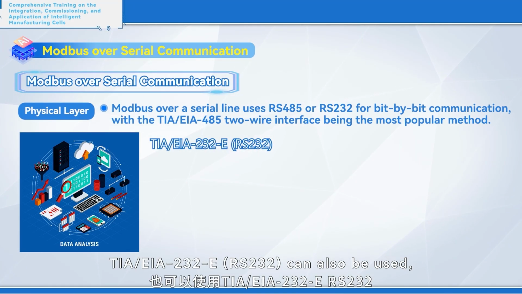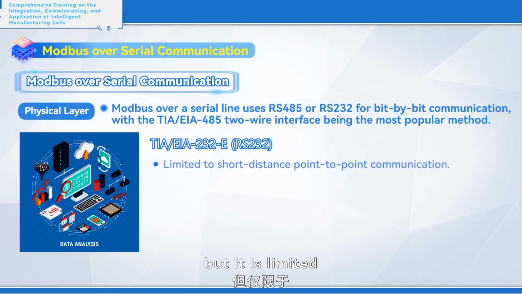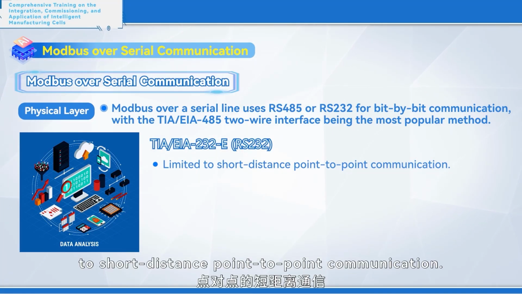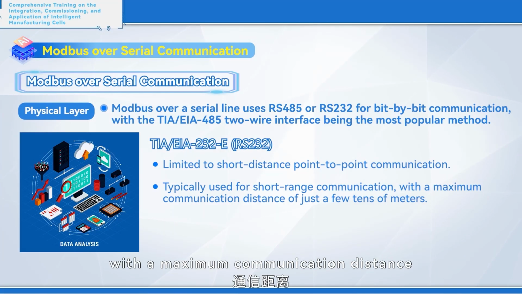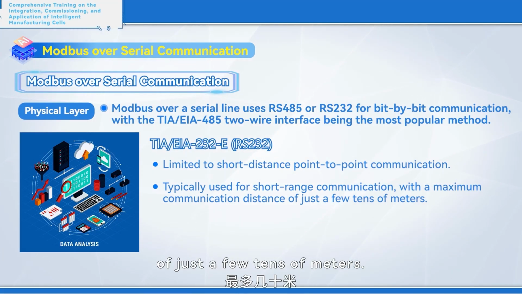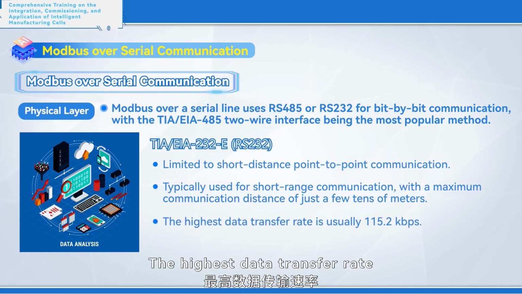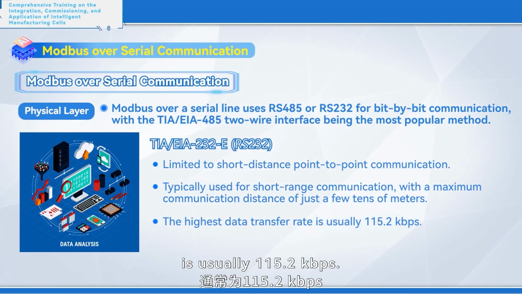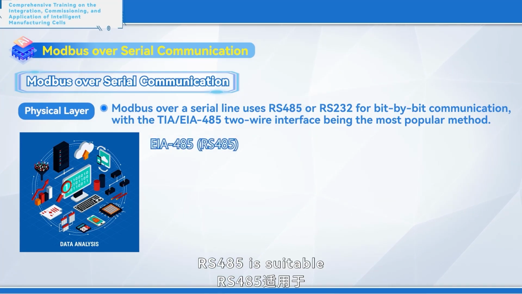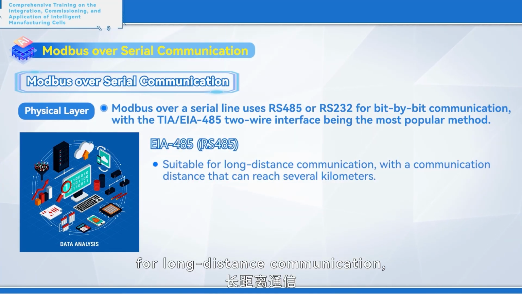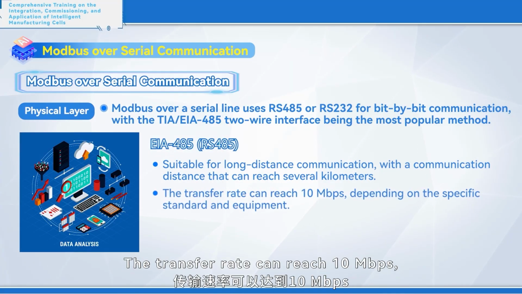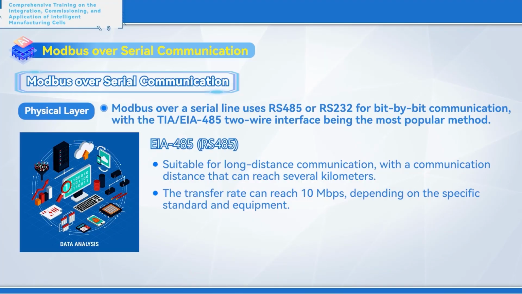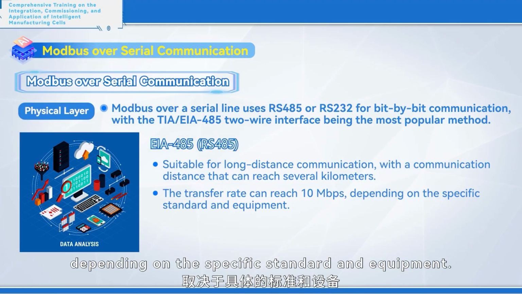TIA/EIA 232E RS-232 can also be used, but it is limited to short-distance point-to-point communication. RS-232 is typically used for short-range communication, with a maximum communication distance of just a few tens of meters. The highest data transfer rate is usually 115.2 kilobits per second. RS-485 is suitable for long-distance communication, with a communication distance that can reach several kilometers. The transfer rate can reach 10 megabits per second, depending on the specific standard and equipment.